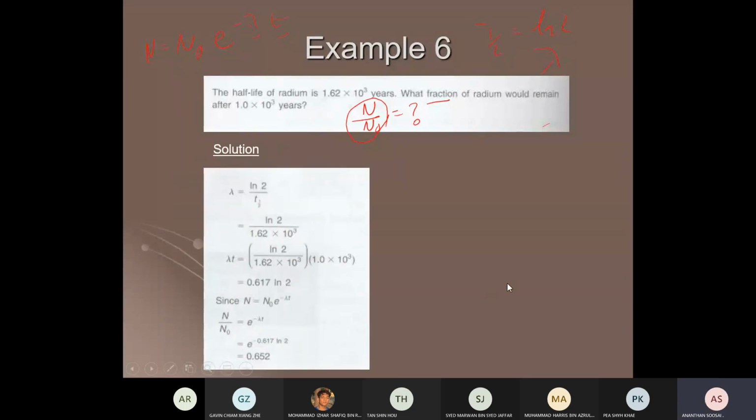So that's the solution. First, find lambda from the half-life. Then here we find lambda T together. Then N equals N naught e to the negative lambda T, and you can find the fraction.